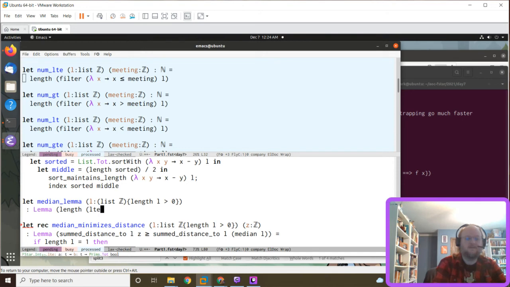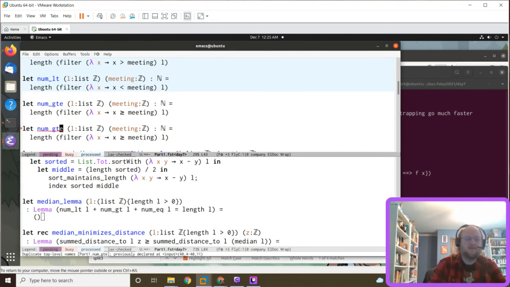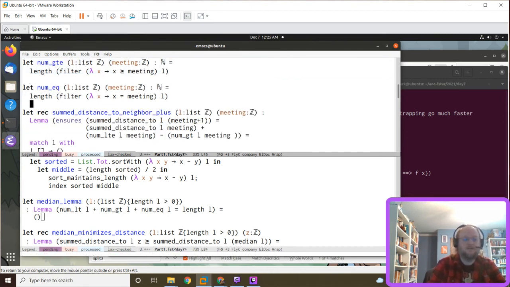All right. What we can say is num less than L plus num greater than L plus number equal to L equals length L. I mean, this should be obvious because everything is in one of those categories, but I'm not sure it goes.